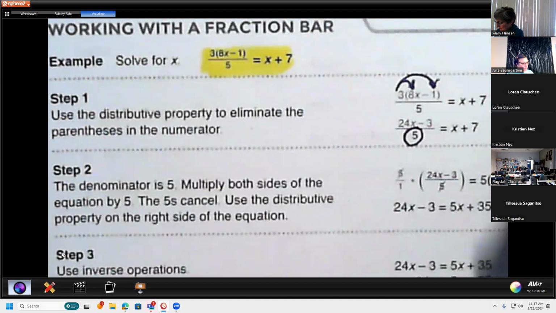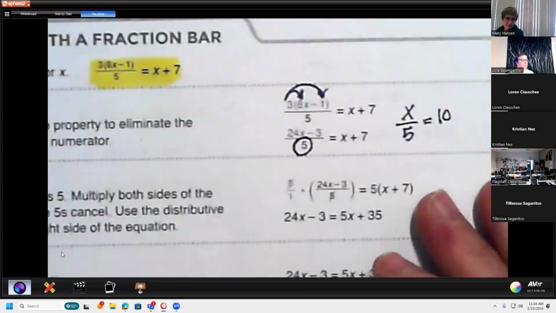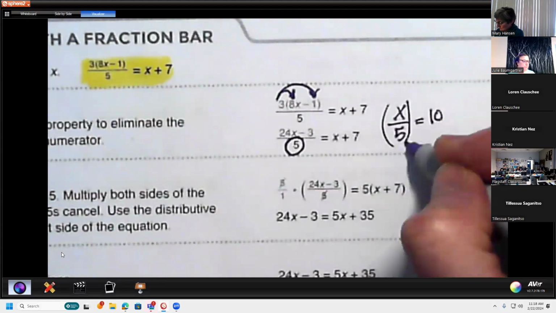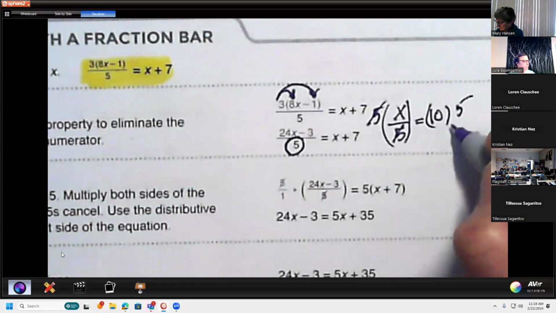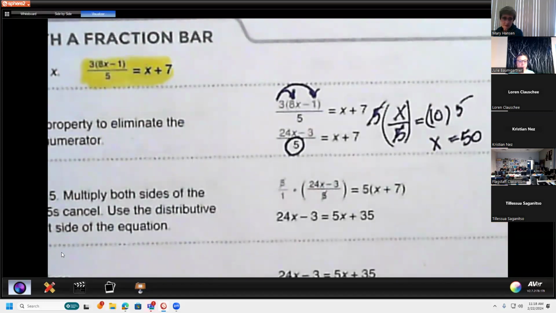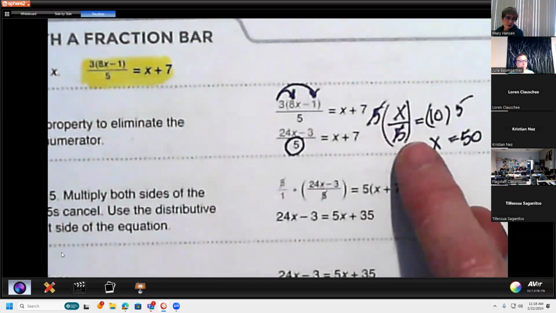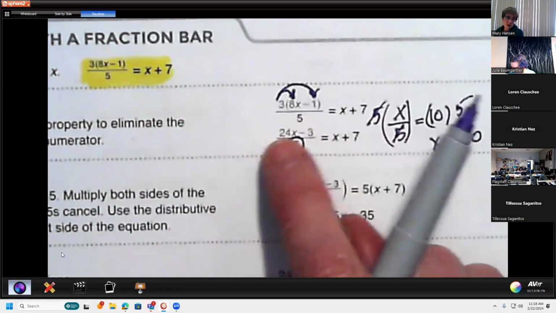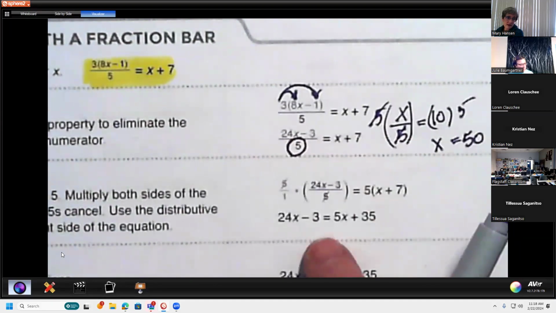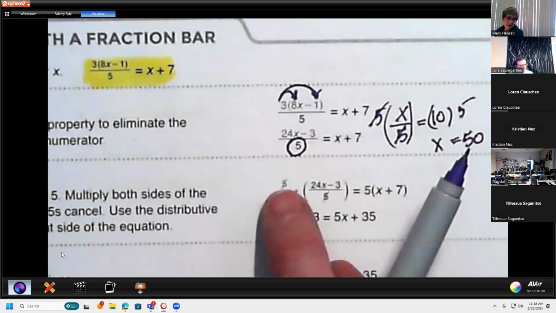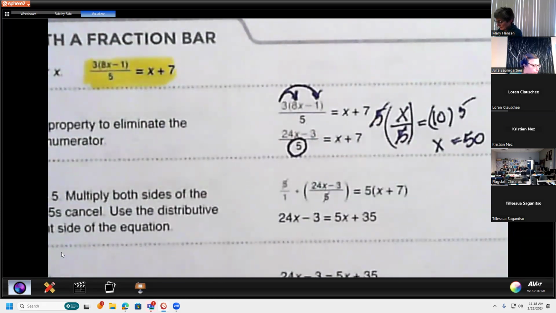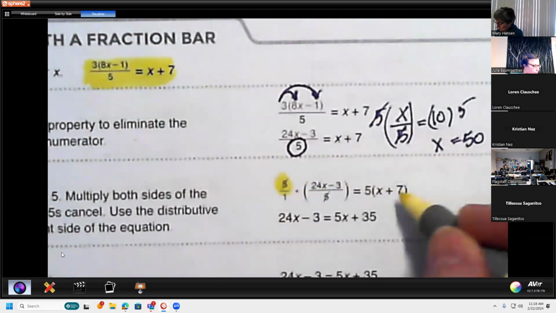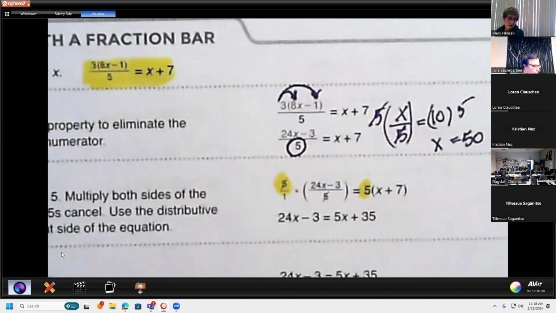And so to get rid of this 5 on the bottom of the equation, they're going to do exactly what we did when we had things like x over 5 equals 10. We just multiplied by 5 to cancel it. And we got x equals 50. We're going to do the exact same thing. It just looks a little more complicated. This whole thing is being divided by 5. And so to get rid of dividing by 5, we're going to multiply by 5. And so they've multiplied the left-hand side by 5 and the right-hand side by 5.